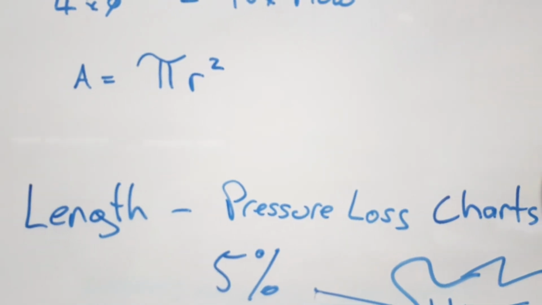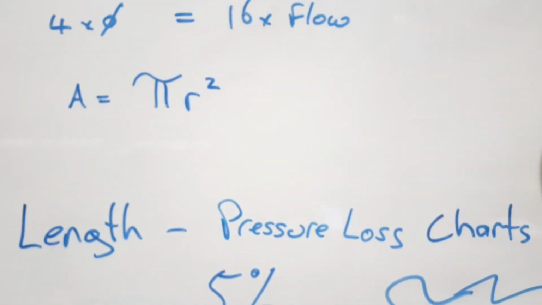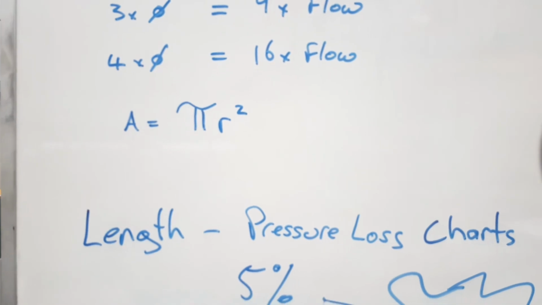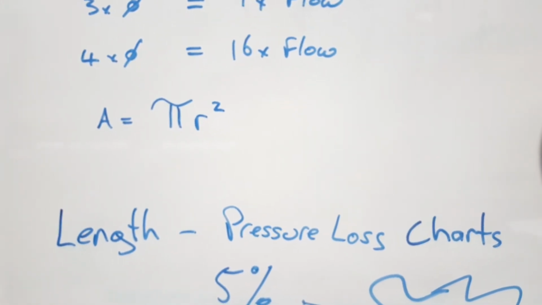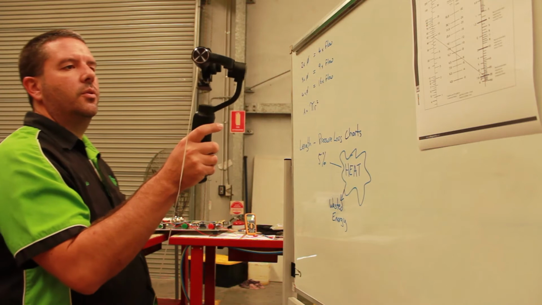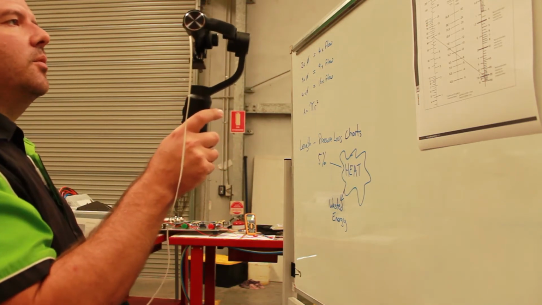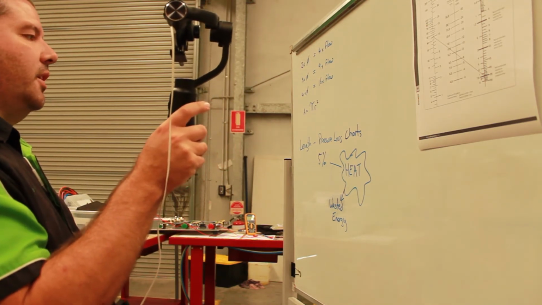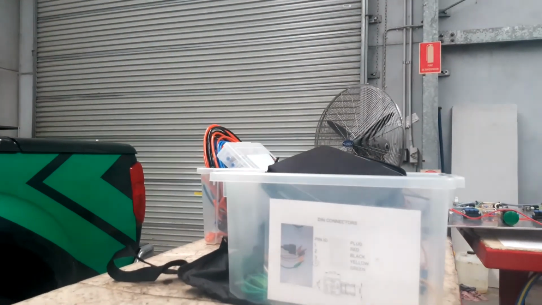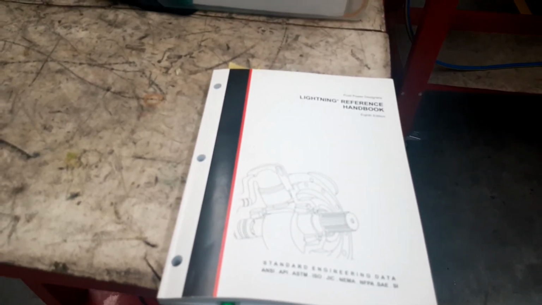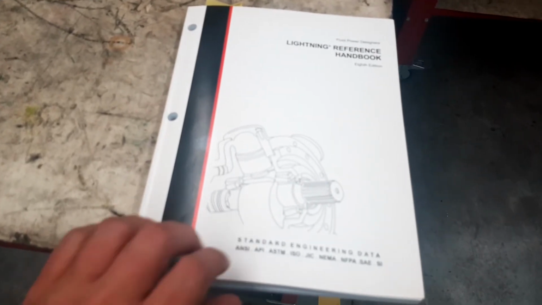Now, when we get to length, we pretty much have to use pressure loss charts. Up to around about 30 metres, 25 to 30 metres, the nomograph will do the job adequately for us. We won't have any problems and our systems will work fine. Once we get past the 25 to 30 metres, we have to go to our charts. What we prefer to use is our lovely book here, the Lightning Reference Book. It's our handbook, kind of like the Machinery's Handbook for fluid power systems. And in there, we have charts.